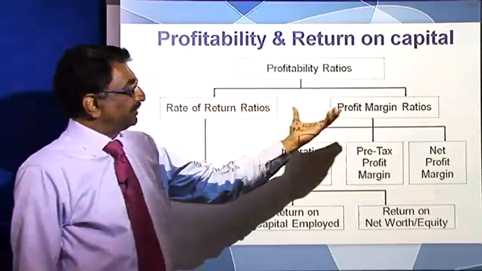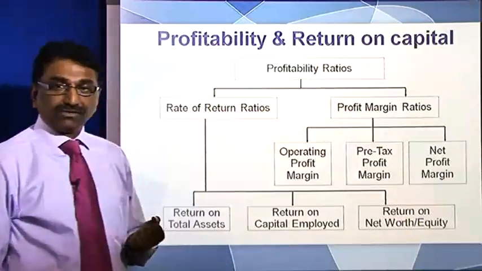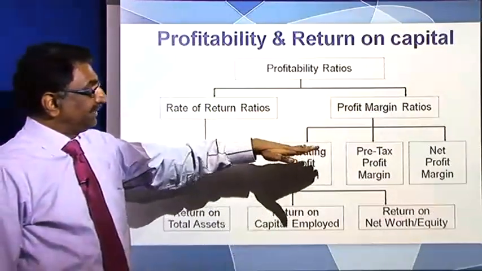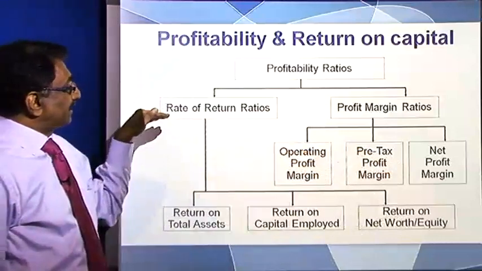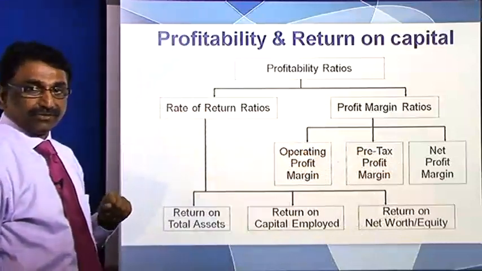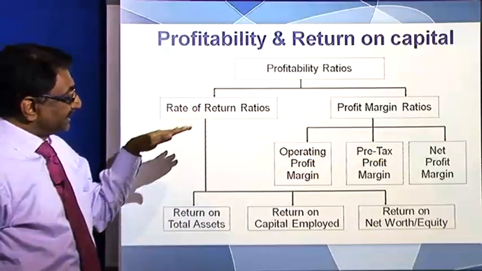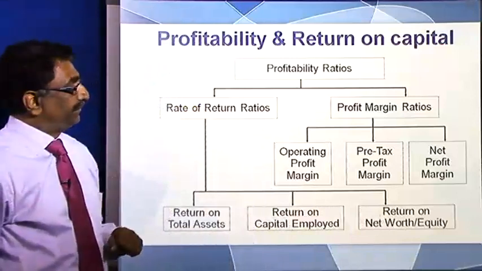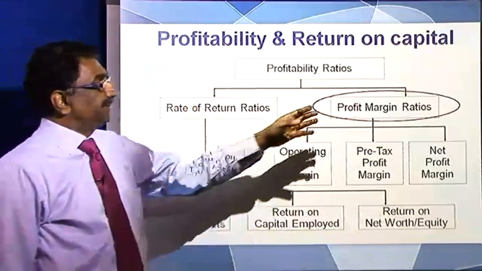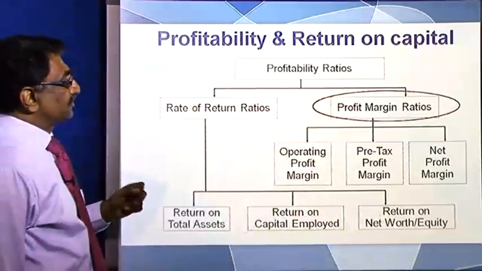There are two types of ratios. One are known as profit margin ratios, which compare the various levels of profit to the revenue, and there are others known as rate of return ratios, which compare the various levels of profits to the investment that has been made. So, let us look at first the profit margin ratios.